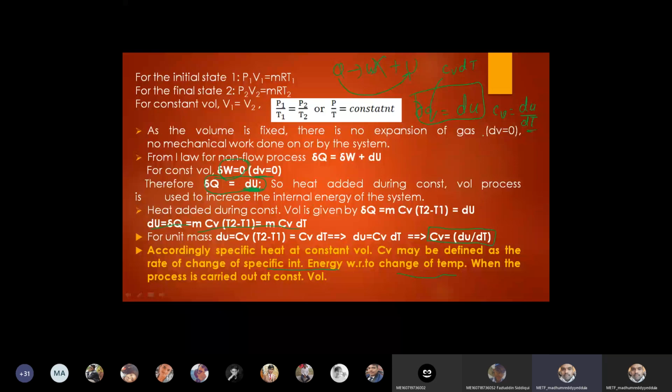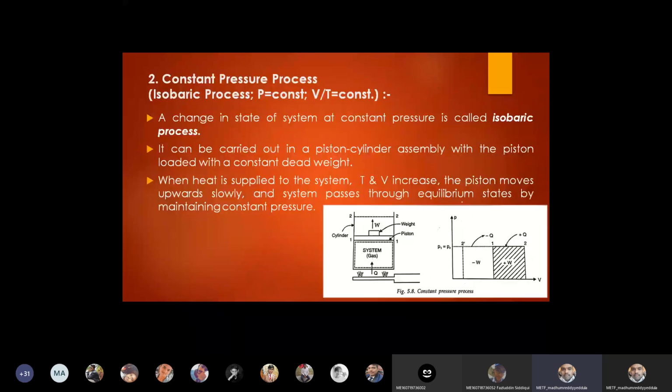Now coming to the second process, constant pressure process. The other name for constant pressure process is isobaric process. Here P is equals to constant. How to attain this system? By maintaining dead weights over the piston. So let us consider a piston cylinder. Then the piston is loaded with constant weights.